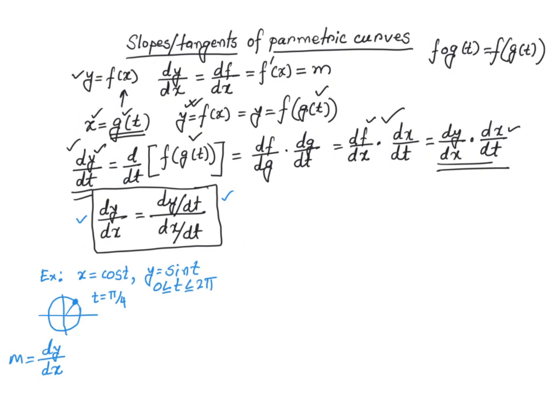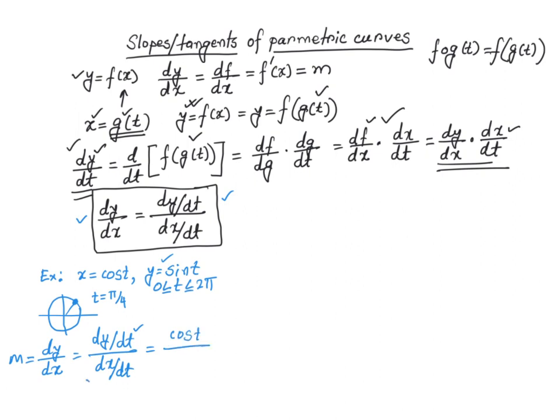m is equal to dy over dx, equal to dy over dt over dx over dt. Now, our y in our context is sine of t. So the derivative of sine of t with respect to t, which is dy over dt, is going to be nothing but just cosine of t.